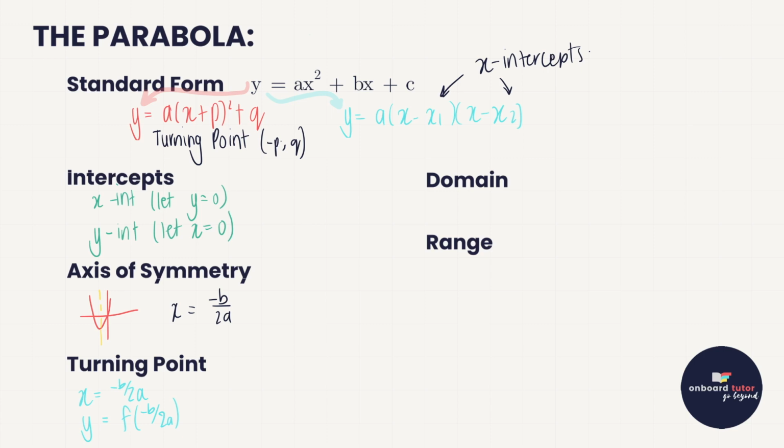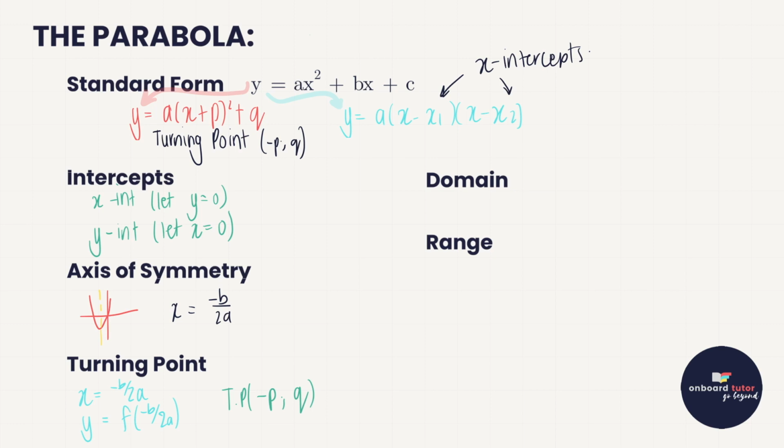Or if the equation is in turning point form, or even if we want it to be in turning point form, we can do that by completing the square. But if we are given turning point form, then we can simply read it from that equation. So we can take the negative p value and the q value there for our turning point.